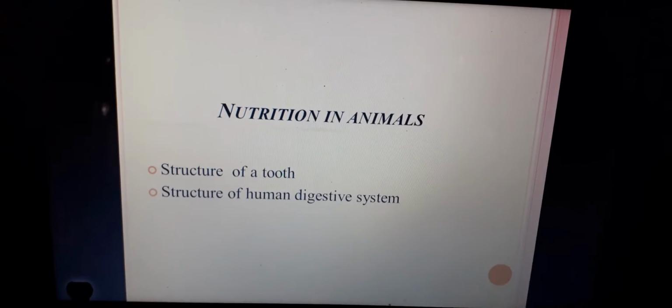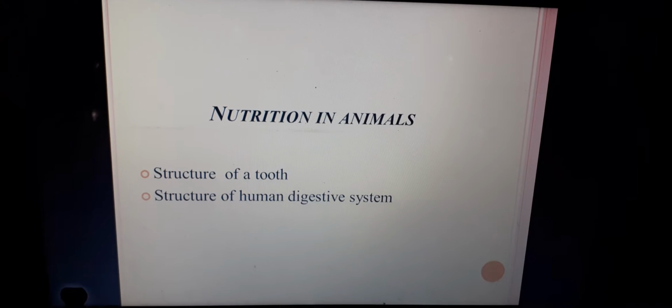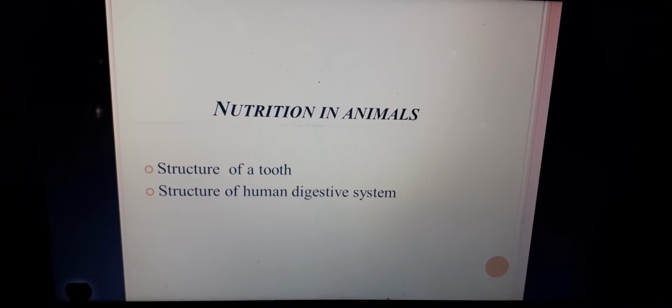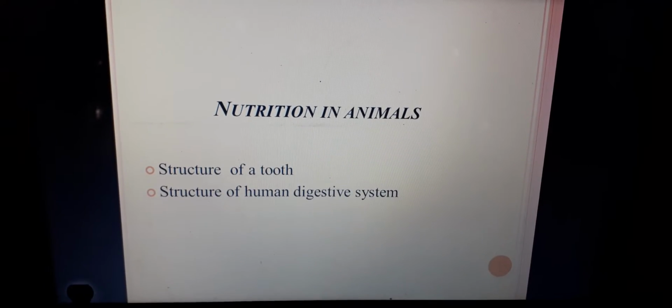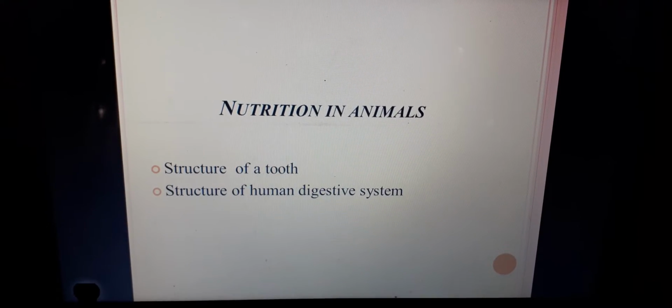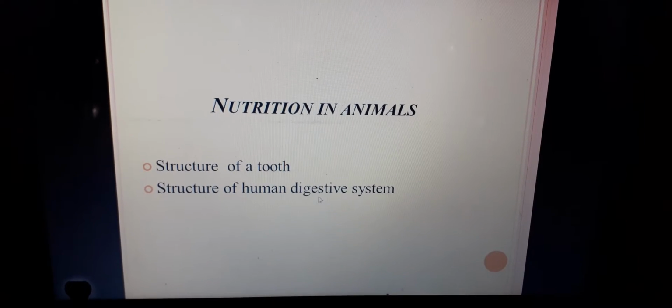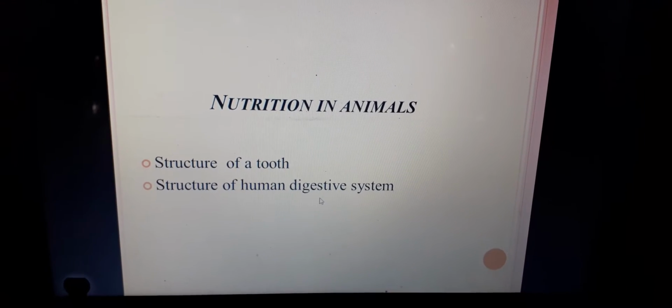Last class we studied the different types of teeth. Now in this class we will study the structure of a tooth and the structure of the human digestive system a little bit in detail.